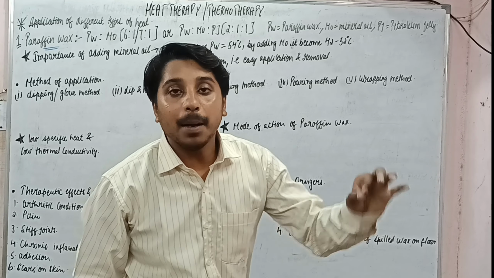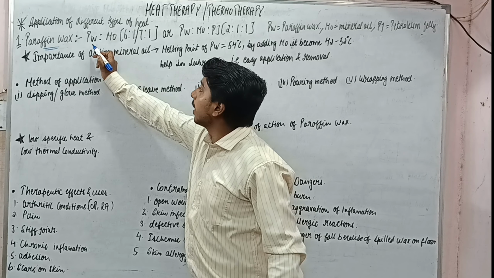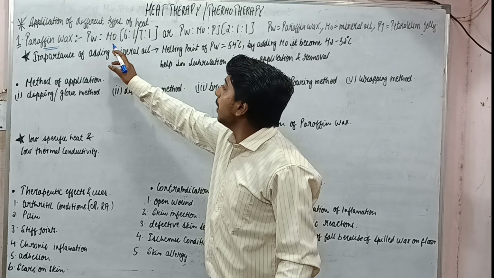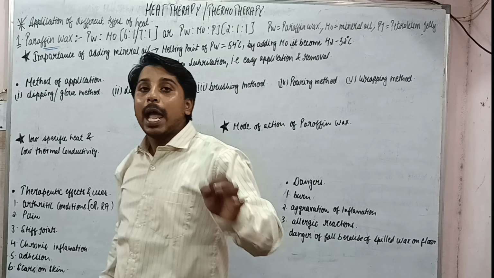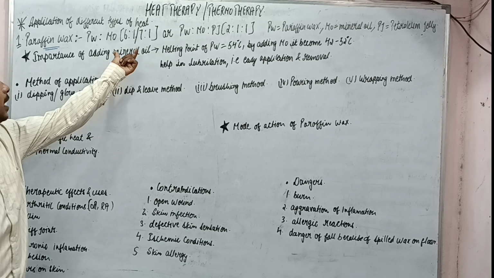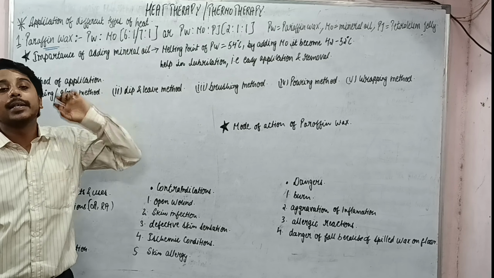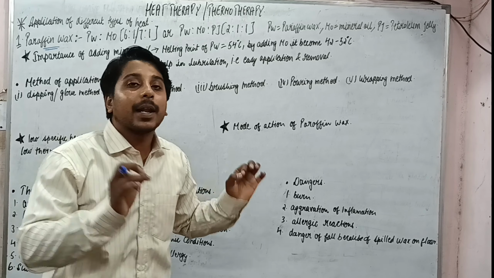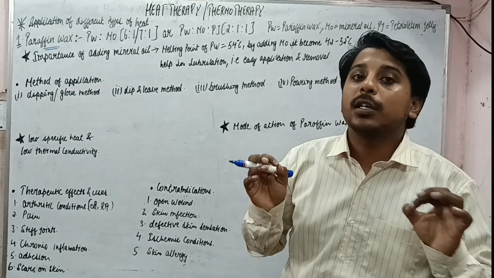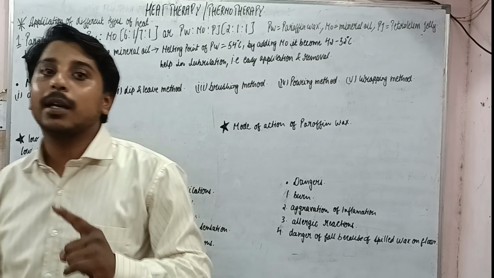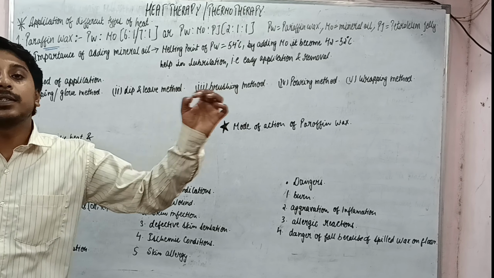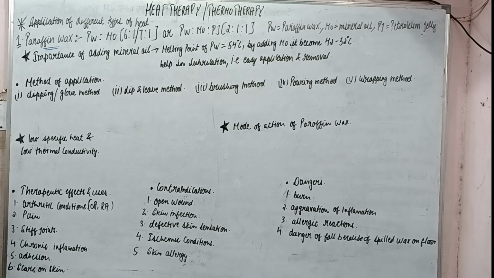Paraffin wax is a mixture of paraffin wax, which I have written as PW, and mineral oil, MO, and its ratio is either 6:1 or 7:1. So what is paraffin wax? It is the mixture of paraffin wax and mineral oil. What is the ratio? 6:1 or 7:1.